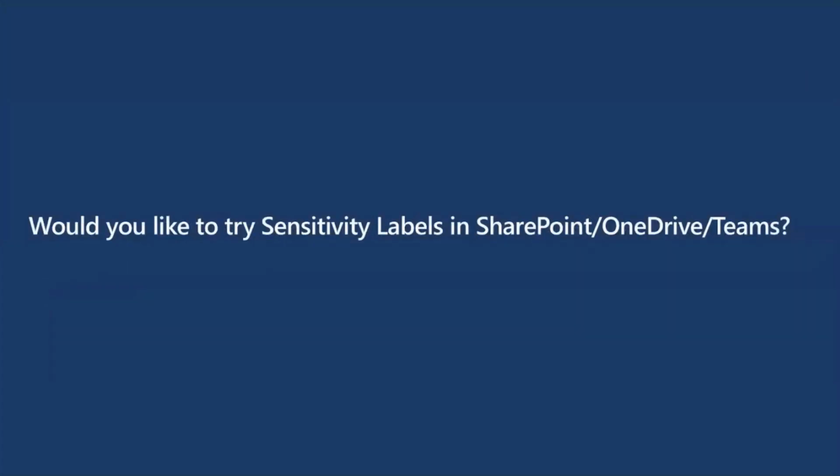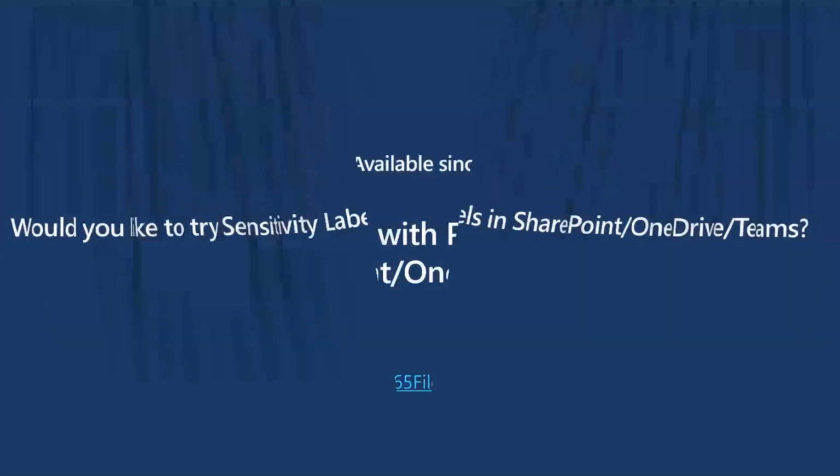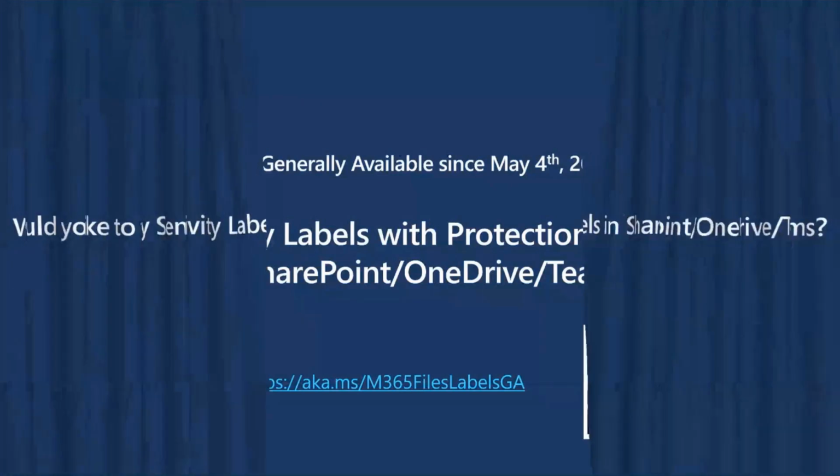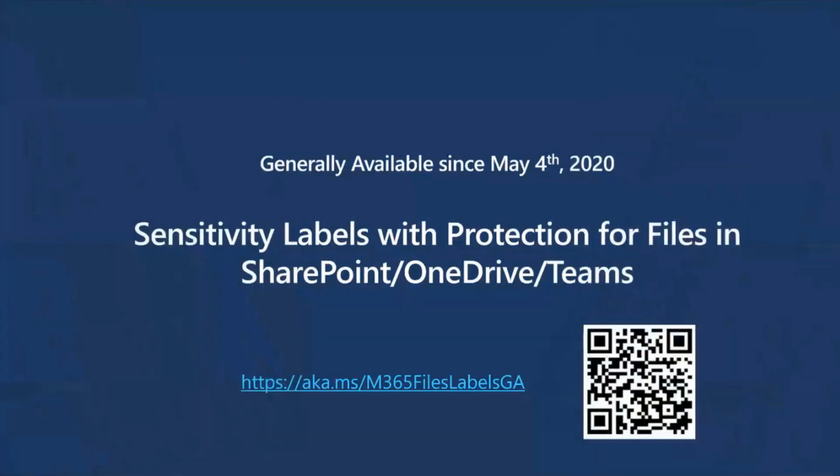So I'm sure many of you are thrilled to try this out. If you are, I would like to let you know that we have made sensitivity labels with protection for files in SharePoint, OneDrive, and Teams generally available as of May 4th. You can go to aka.ms/m365 files labels GA for the announcement, as well as the link to the product documentation and how to get this enabled in your tenant, and then start working through this.